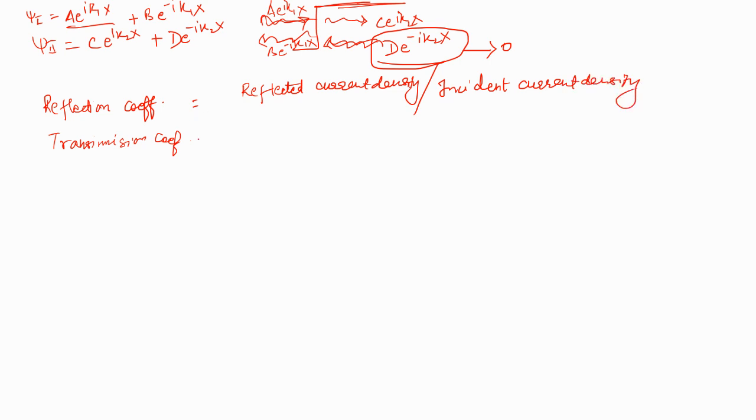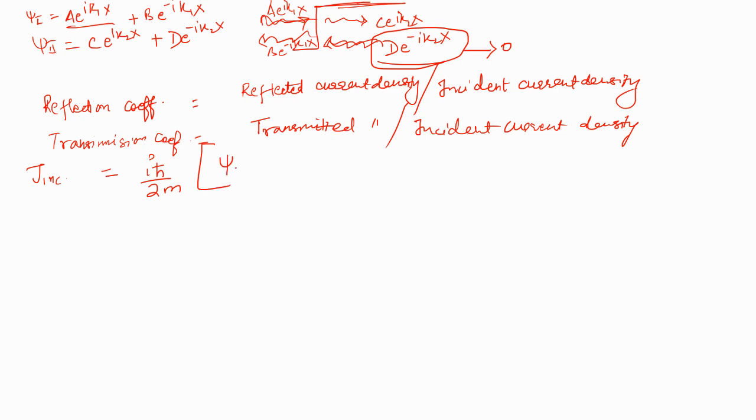And for the transmission coefficient, you have to find out the transmitted current density divided by the incident current density. And how to find out this reflected, transmitted and incident current density? There is a formula for it. So J incident is equal to iota h cross upon 2m, psi d psi star upon dx minus psi star d psi upon dx.